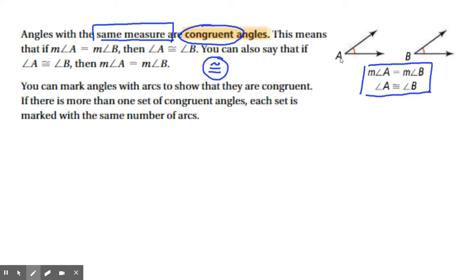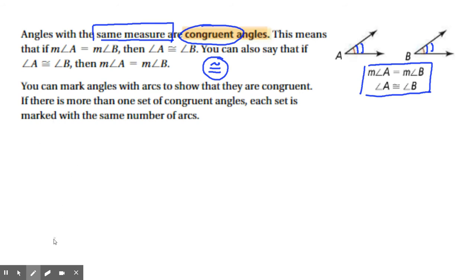Notice in the picture here, we use arcs to represent congruent angles. This angle A has one red arc. This angle B has one red arc. They are congruent. If angle A were to have two arcs, then angle B would have to have two arcs to be congruent. And if angle A had three arcs, then angle B would have to have three arcs. Do your best to make them arcs. They're not straight lines. They're kind of hard to write though.